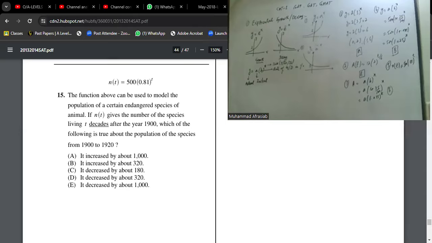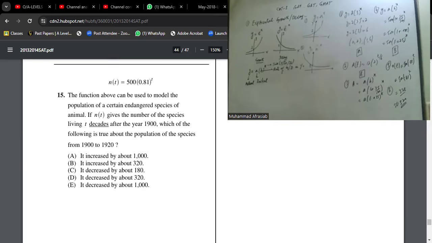Since there are t decades, and a decade means 10 years, from 1900 to 1920 there are 2 decades. And since the rate is 0.81, which is less than 1, it means it is decreasing. So 500 into 0.81 power 2, because there are 2 decades from 1900 to 1920. So the population will be equal to 328, which is approximately equal to 320.